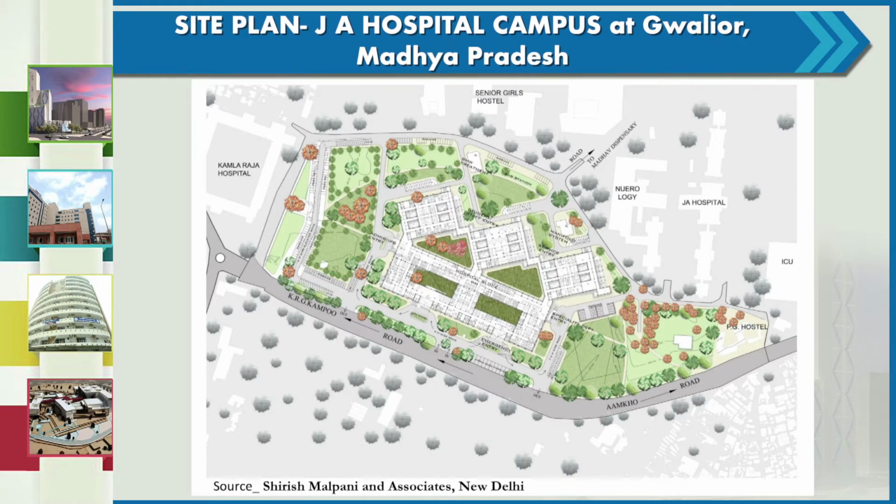It is a site plan of JA Hospital campus at Gwalior, Madhya Pradesh. It is a competition entry by an eminent architect. Please refer to the site plan on the screen, which shows the various spaces, built form and the outdoor spaces, landscape areas, connecting roads, etc.